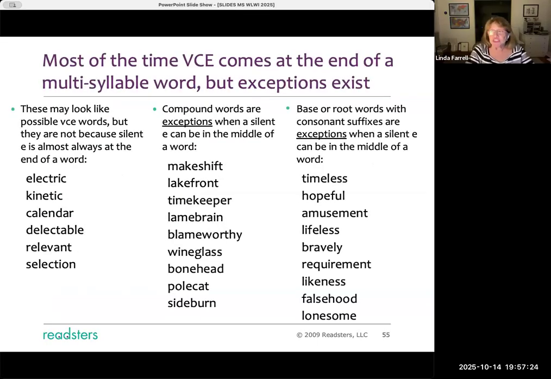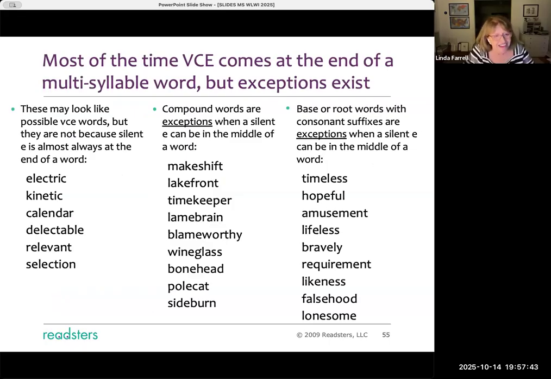Now, most of the time, silent E comes at the end. So I now have added, do you see a silent E at the end? Because look at the words in the first column. Electric, kinetic, calendar. I have had 2 kids, when I've had them read electric, say, yeah, I see a silent E.